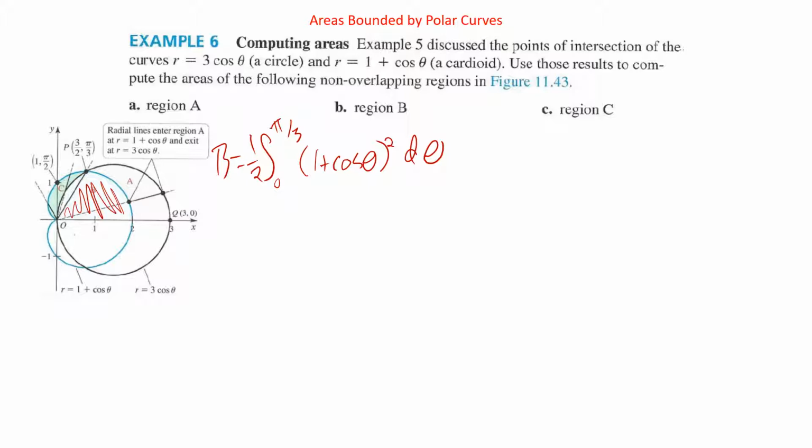It just seems weird that we're doing that. Oh well. We can square: 1/2 integral 0 to pi over 3 of 1 plus 2 cosine theta plus cosine squared theta d theta. The cosine squared can once again turn into 1 plus cosine of 2 theta over 2.